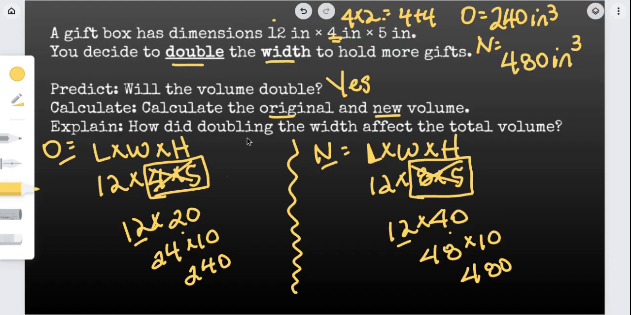Now it's time to explain. And I can see here that I have a 24 and a 48. And if I had 24 plus 24, that would give me 48. Well, 48 is doubling 24. So in this case, it's 240 and 480. So 480 does indeed equal the doubled amount of 240 inches cubed. So our prediction this time was correct.